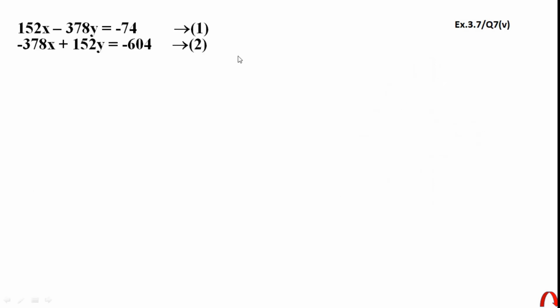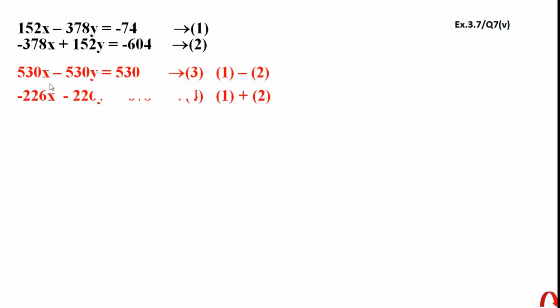And the technique to do so is that first we either add or subtract. Here I've subtracted these two equations. I get this. 530 is common. So the equation will be reducing. And then I add these two equations. I get this. Simplifying this equation, we get this. 678 is 226 into 3. Hence, this equation will be reduced as this.